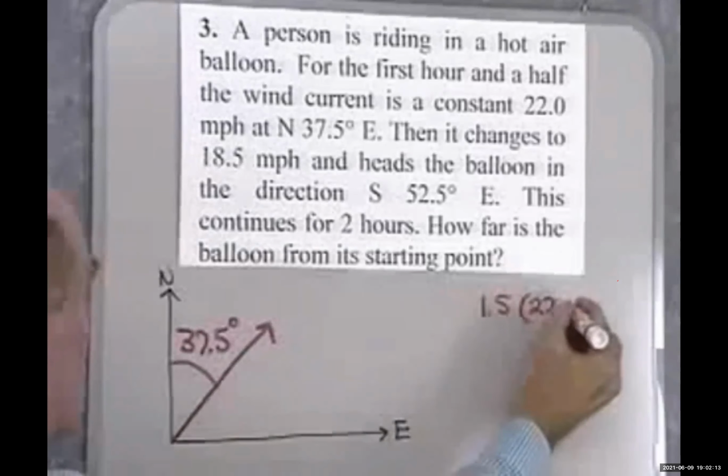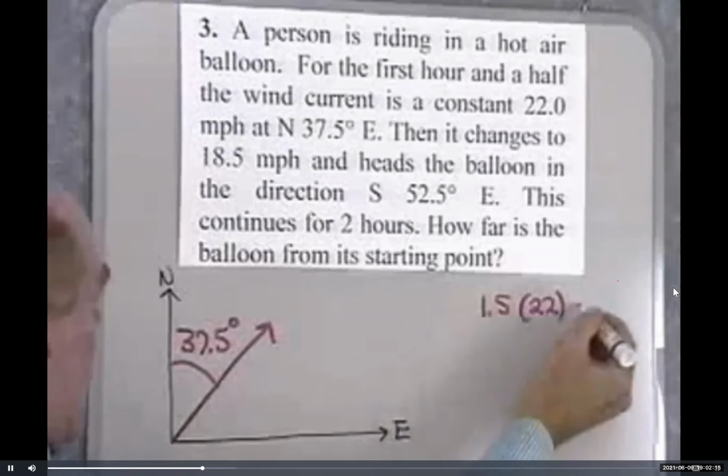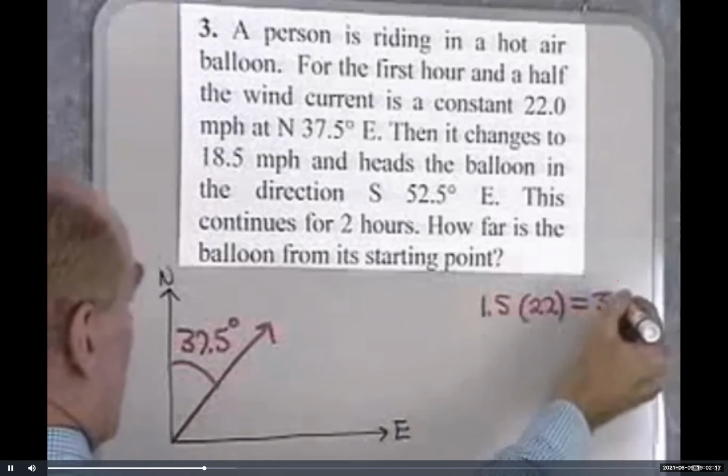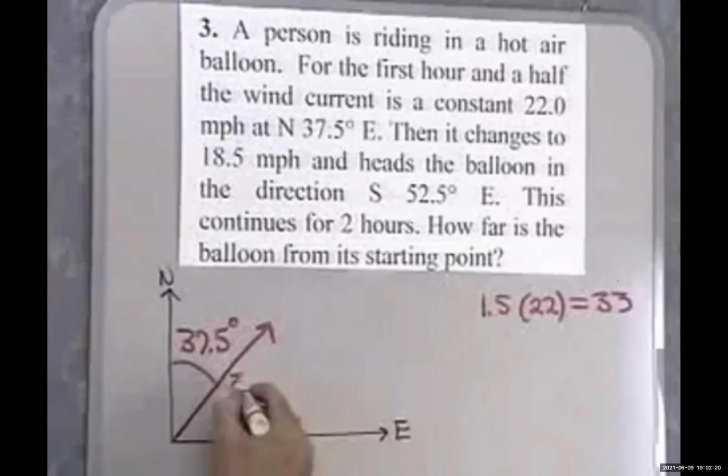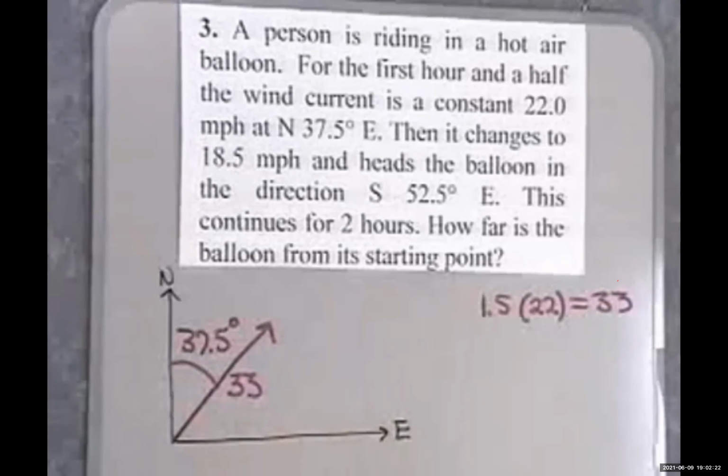times 22 miles per hour. That's an hour and a half times 22 miles per hour. That will give me a total distance of 33 miles. So this will be a distance of 33 miles.